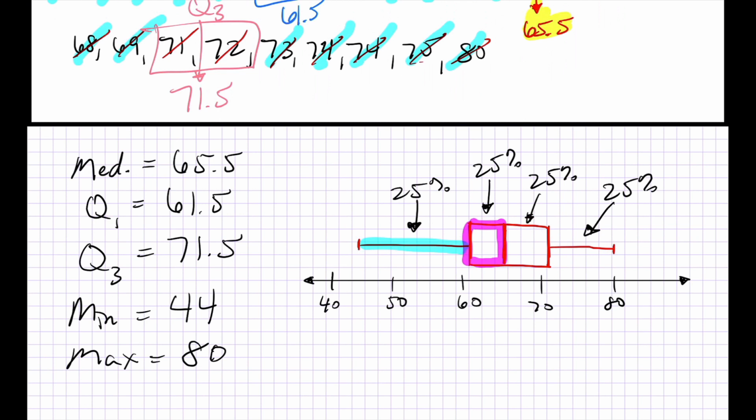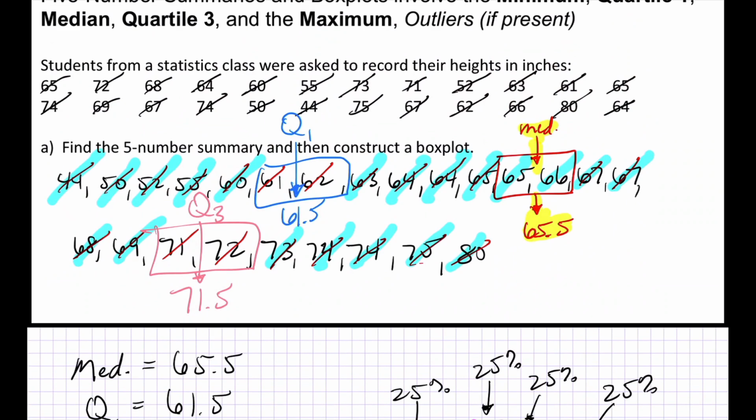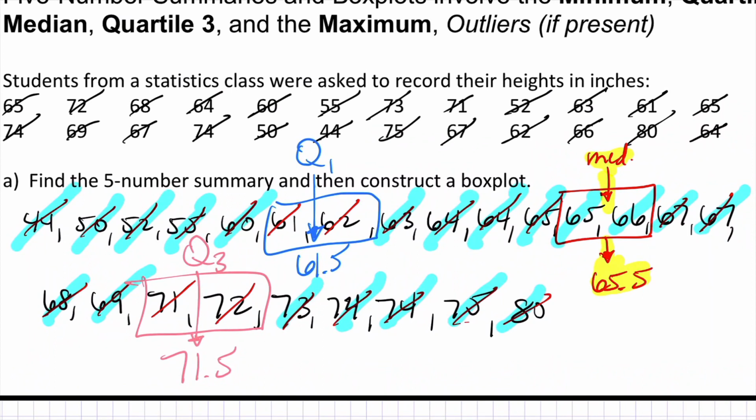Extremely different, right? So numbers that are extremely different. If I wanted to look at numbers that were extremely different from this, where would they be? A lot bigger or a lot smaller, right? Even smaller than 44, even taller than 80. Those are outliers.